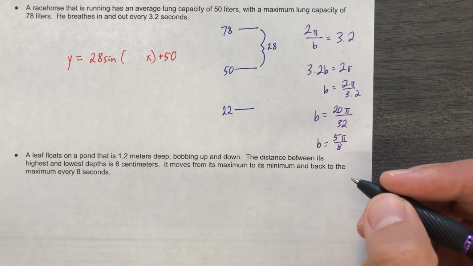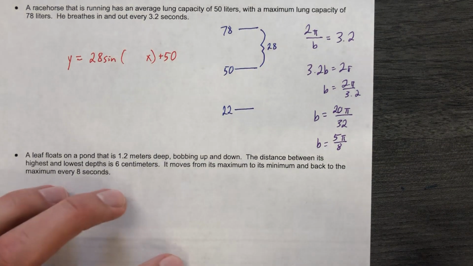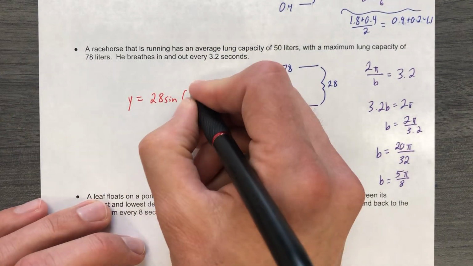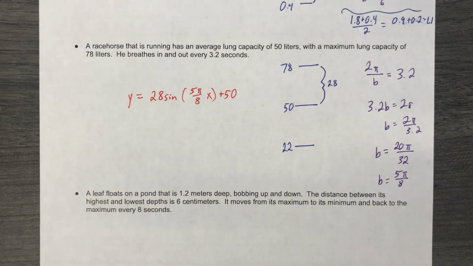Okay, double checking my work. Give me a second. Yep, I'm right. So 5 pi over 8 is my, I almost said my radians. Nope, a period. 5 pi over 8. Is that right? Yeah, okay.